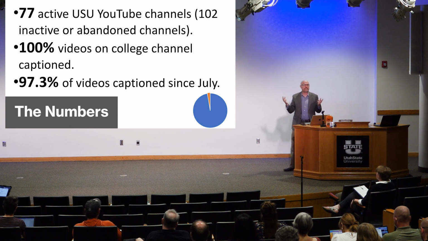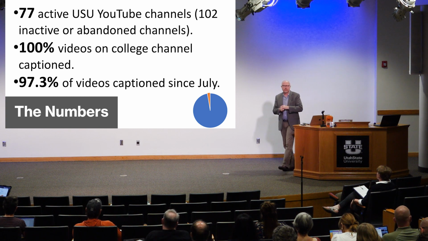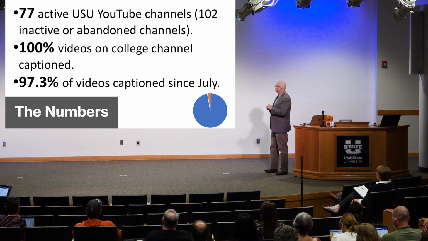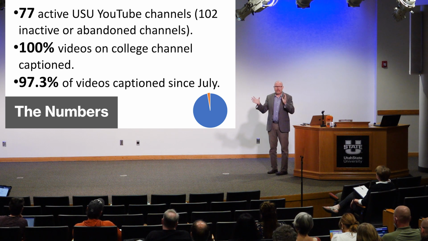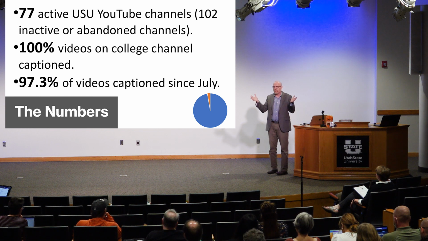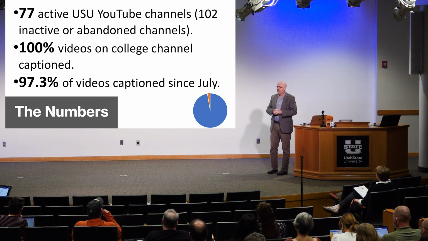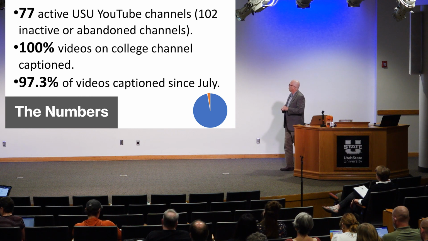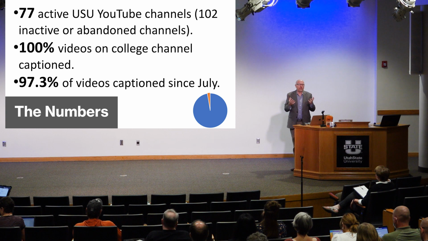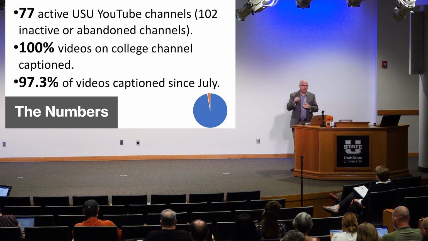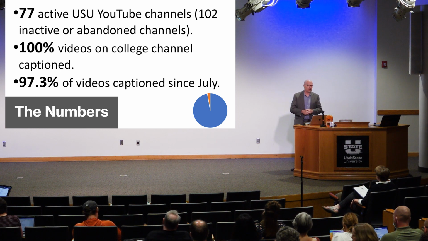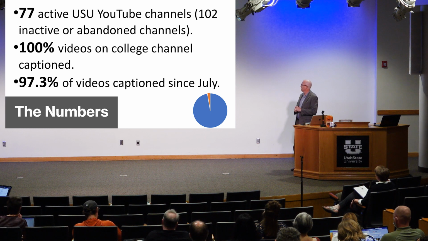This is incredible. This is across 77 different active YouTube channels at Utah State. That's a lot of channels. Just as a side note, there are 102 that we have that are inactive, with no videos in over a year, or abandoned channels that we'd love to work with you on shutting down or getting rid of. But now a user who is deaf or hard of hearing can go to almost any video on any of those channels, click play, and know that they can experience that video just the same as anyone else. That's a really big deal.